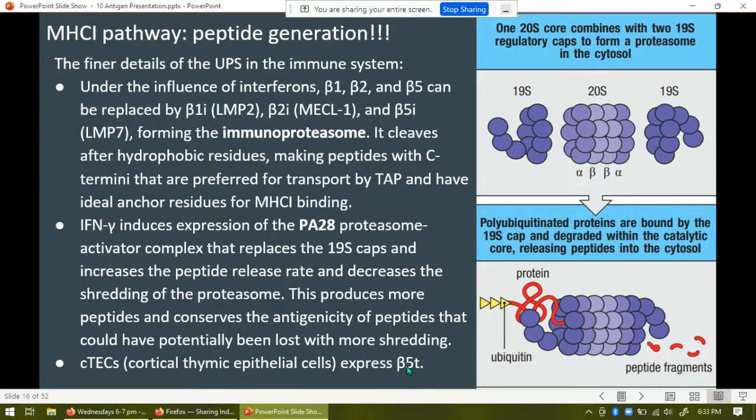So if you keep the peptides a little bit longer, that gives you more opportunity to create a larger diversity of peptides so that you can load a larger number of peptides into MHC1 and get recognized by the maximum amount of cytotoxic T cells, right?